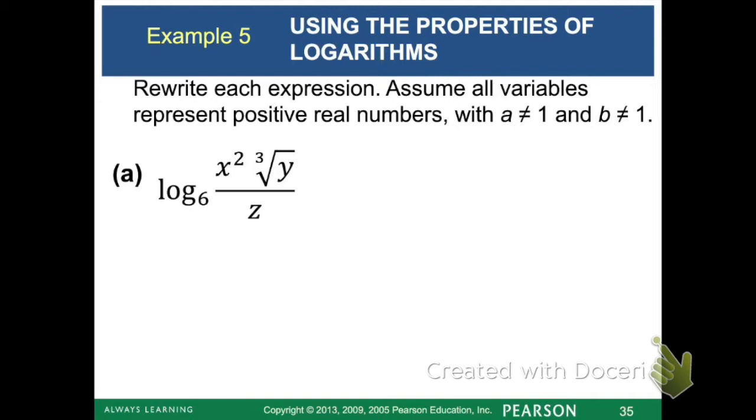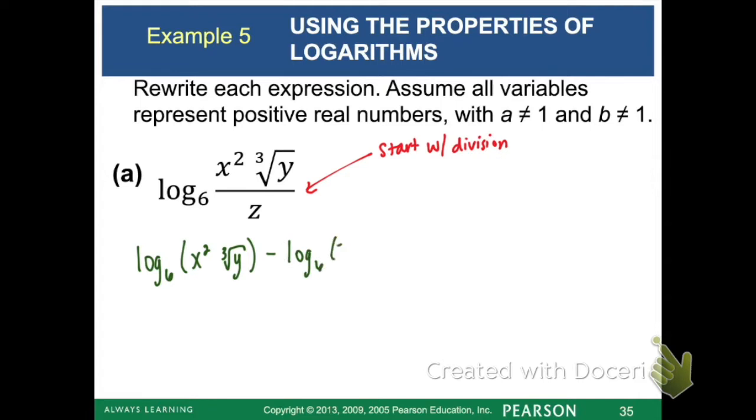We're going to start by looking at division here. So since I have division going on, I can rewrite this as log base 6 of the top minus log base 6 of the bottom. I always like to put the arguments for each log in parentheses. Next, we're going to focus in on the multiplication that's going on right here between our x and our y.